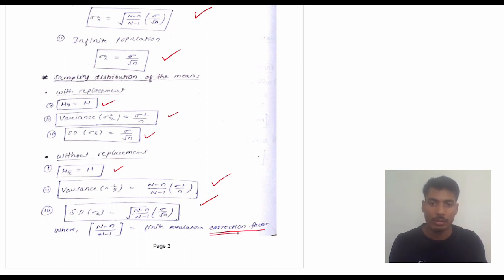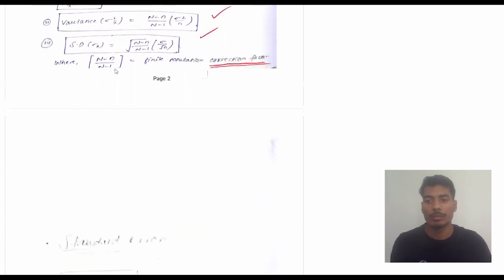And (N minus n) by (N minus 1) is a correction factor. This one is the correction factor. So you have to remember all these formulas in a proper way. Then only you will be able to solve the problems.